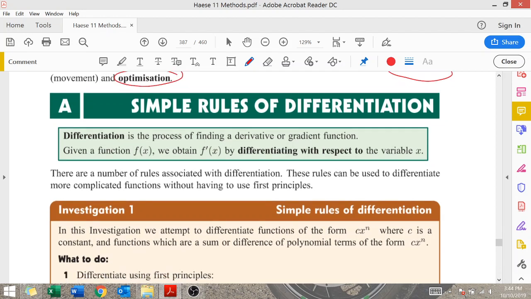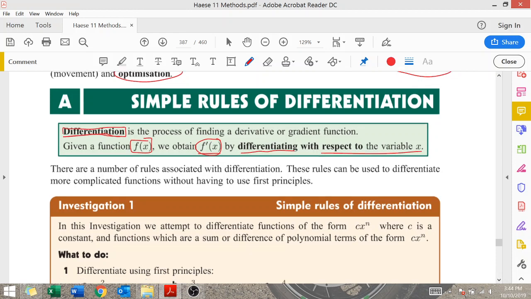First of all, differentiation, some language here, is the process of finding a derivative or gradient function. So for example, if we have our function f of x, then we obtain the derivative, or the slope, f dash x, by differentiating with respect to the variable x. So we get the derivative through differentiation. Rewatch that bit if you want to make it real clear.